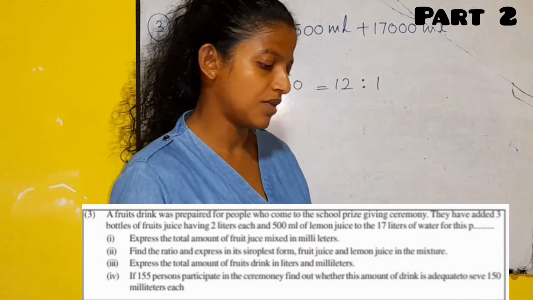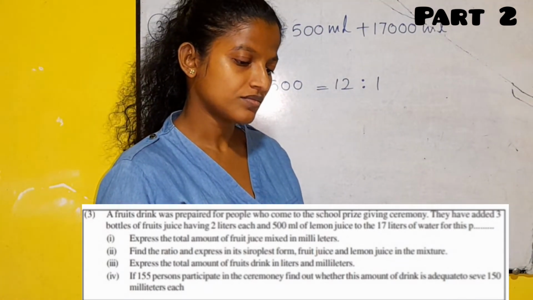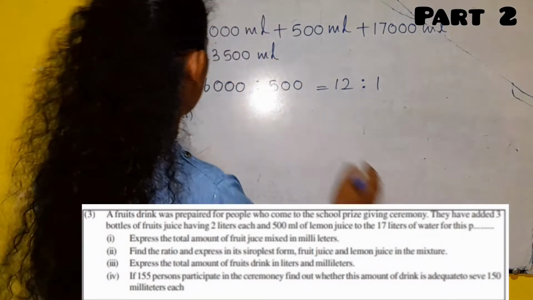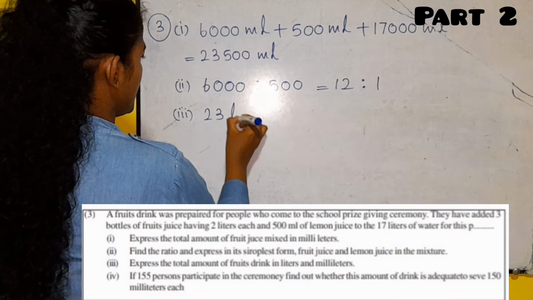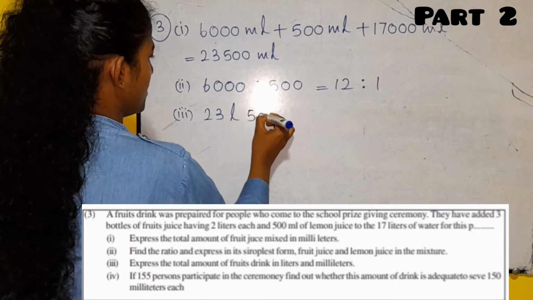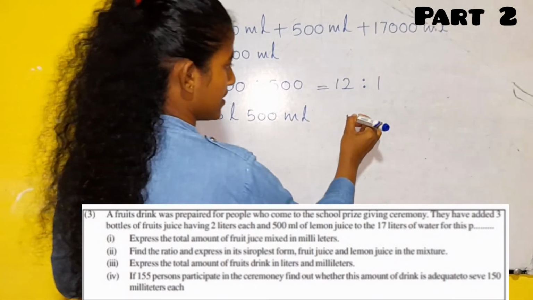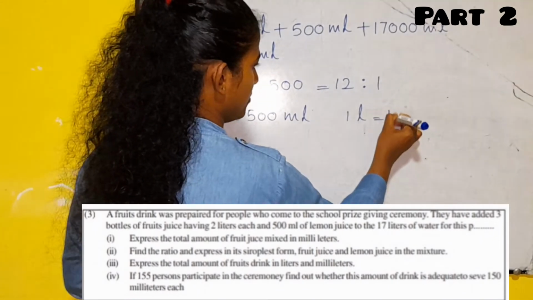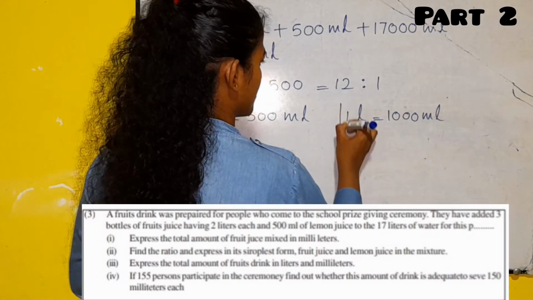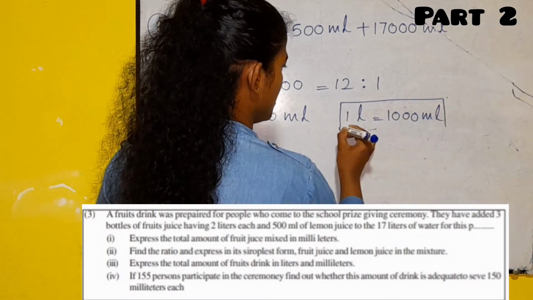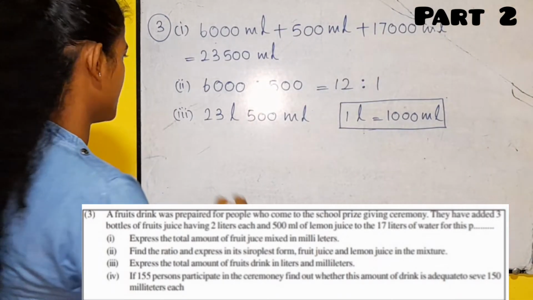Number 3. Express the total amount of fruit drink in liters and milliliters. 23,500 milliliters can be written as 23 liters 500 milliliters. The relationship between liters and milliliters is 1 liter equals 1000 milliliters. By using this, you can give the answer in liters and milliliters.